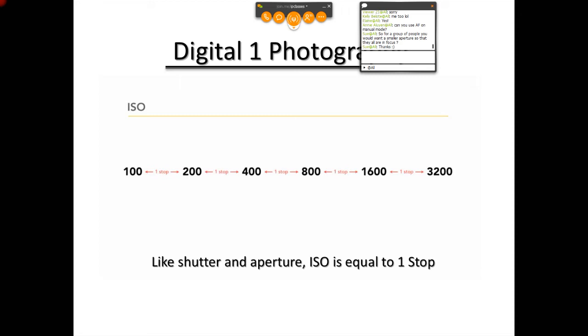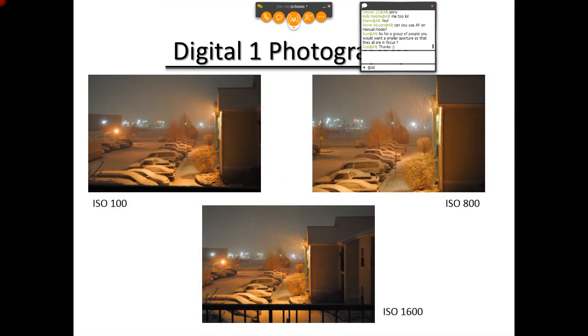Different cameras now, they're getting more and more sensitive, so you're getting a lot more options for ISO, but again, you have to be very careful with this. Like shutter speed and aperture, ISO will also give you 1/3 stops. So there are two 1/3 stops in between each full stop.